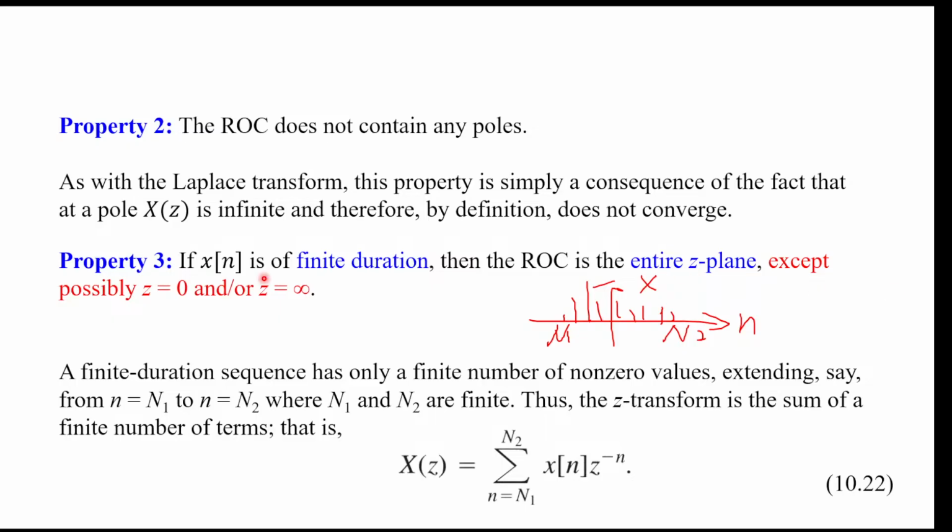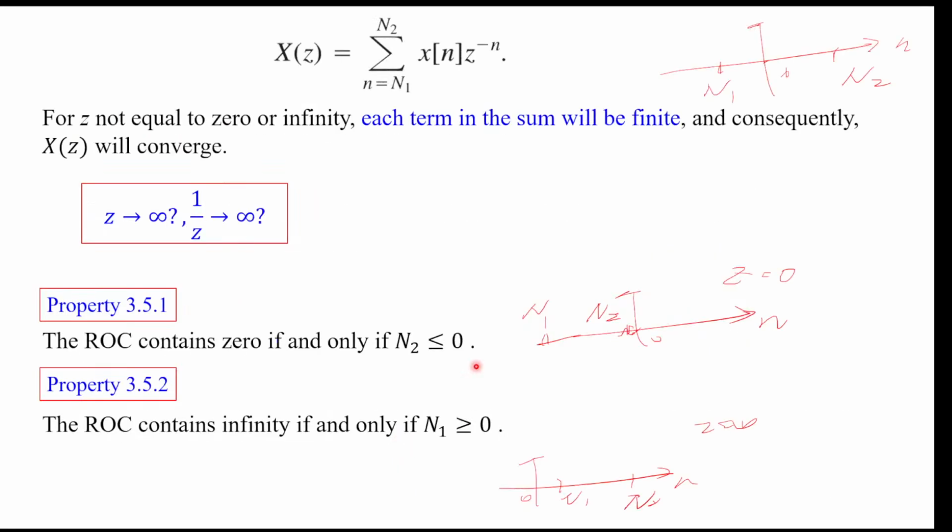Okay, let's go back a little bit. First the easy part. If x of n is of finite duration, then for finite z, our big X of z will be convergent, because you can just look at this equation and see that for finite z you are summing over a finite number of terms, so you just get a finite number. This is quite a straightforward derivation. Now we need to think about what happens at z equal to 0 and z equal to infinity. Our big X of z is the summation from n1 to n2 of x of n z to the minus n.